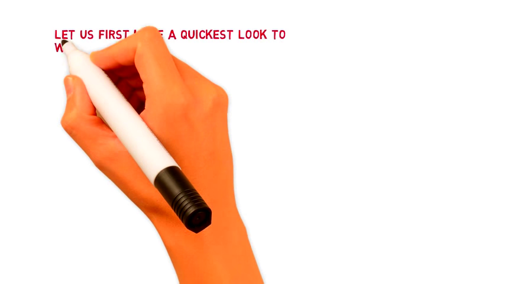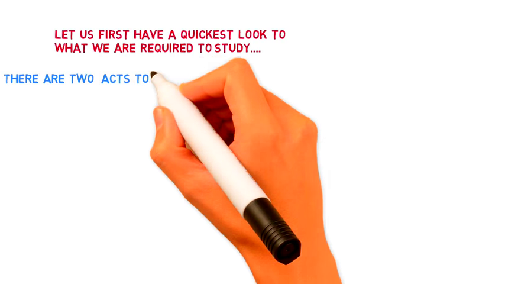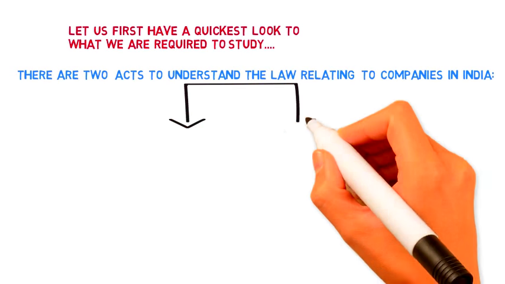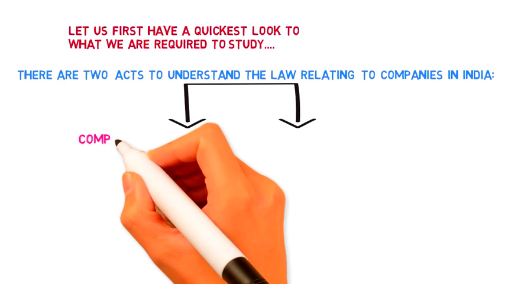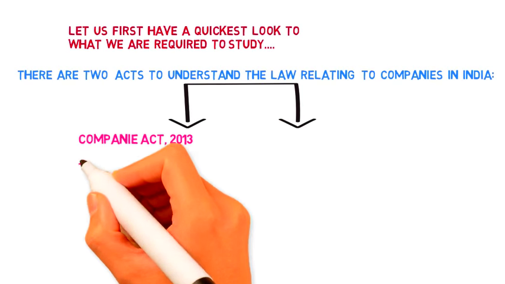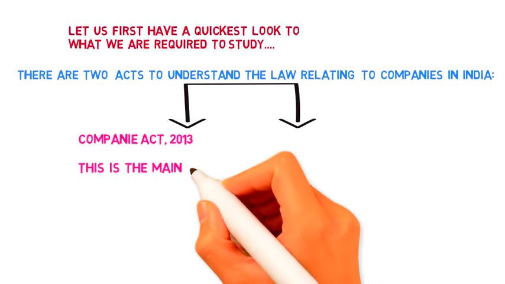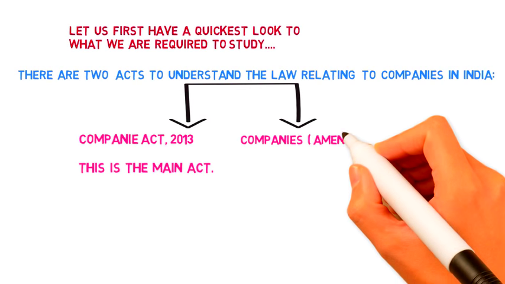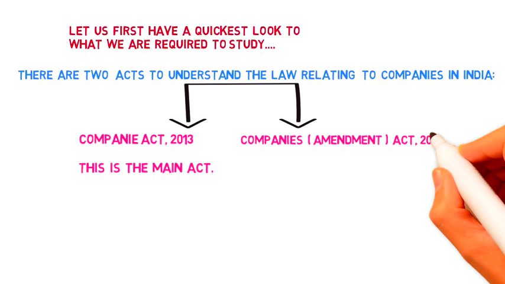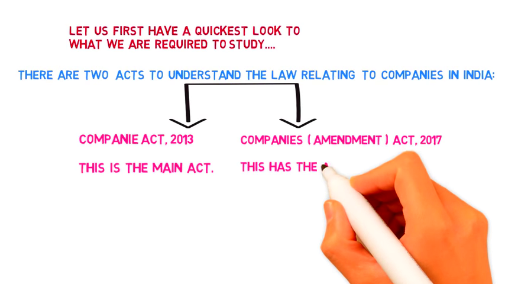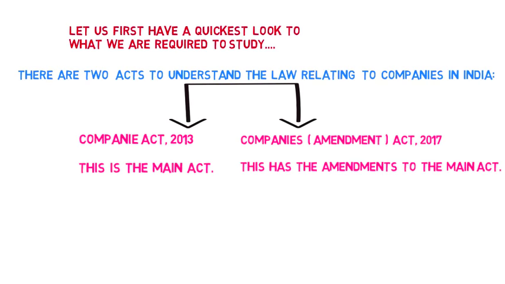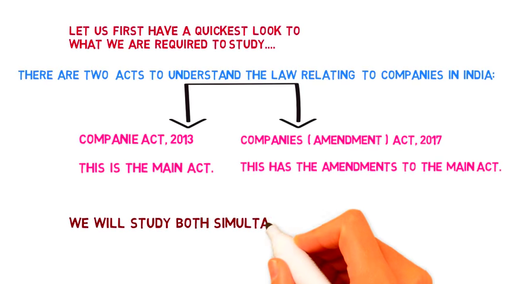So let us first have the quickest look at what we are required to study. Friends, there are two acts to understand the law governing companies in India. First one is Companies Act 2013, and this is the main act, which has all the provisions. And the other one is Companies Amendment Act 2017, which has the amendments to the main act. That is, whatever recent amendments have come under Companies Act 2013, they are encompassed under Companies Amendment Act 2017, and we will be studying both simultaneously.